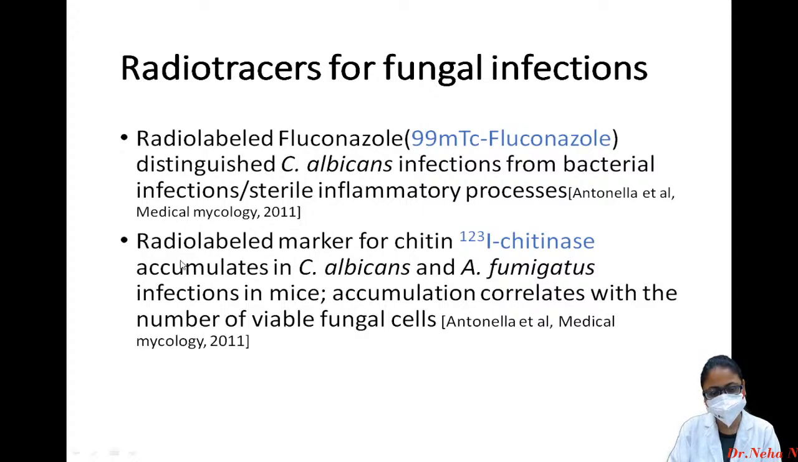Now, another marker is radio-labeled iodine-123 chitinase. In the same study, it was found that this marker accumulated only in Candida albicans and Aspergillus fumigatus and not in the sterile inflammatory processes. This marker was also found to correlate with the number of viable fungal cells. So these are two promising modalities which might be used in future in humans as well.